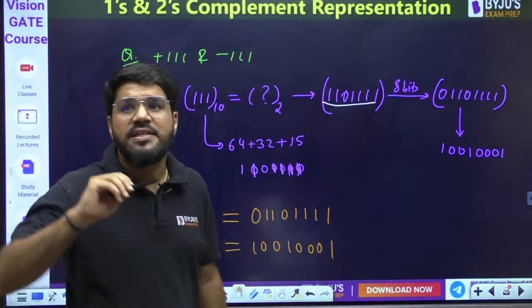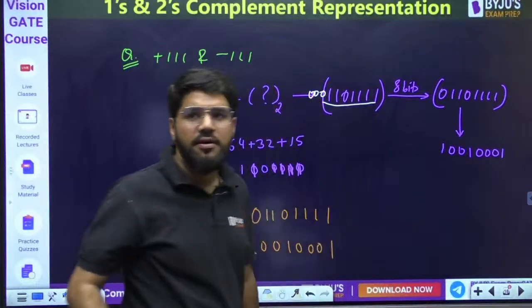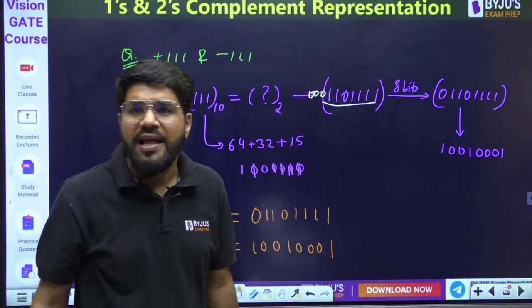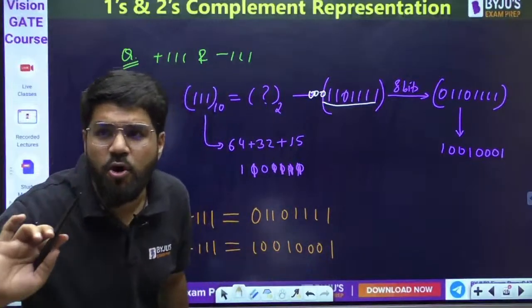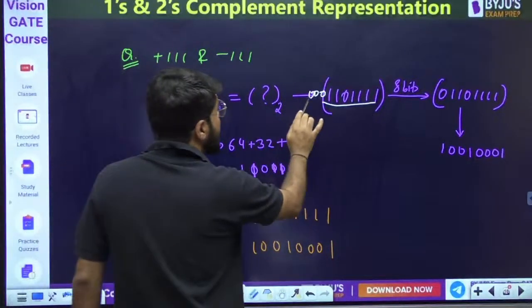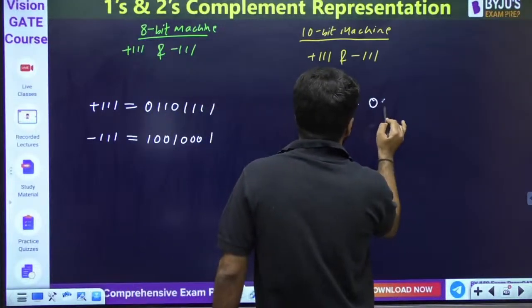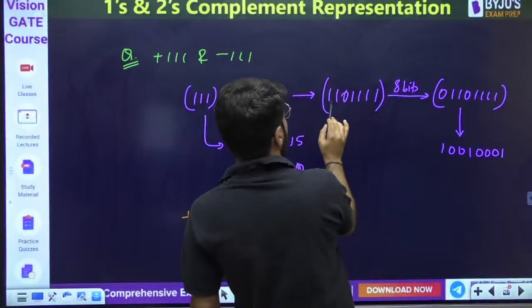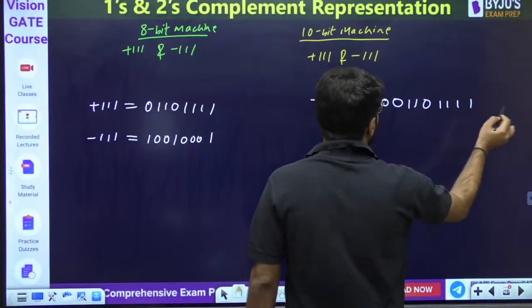But this is 7 bits. Now I want to convert it to 10 bits. So what will I do? 3 extra zeros only. And then what is plus 111? Directly the binary form. For a positive number, no complement is required. So your answer will be 000 and then the rest is the same: 000 1101111. Any doubt, please let me know.